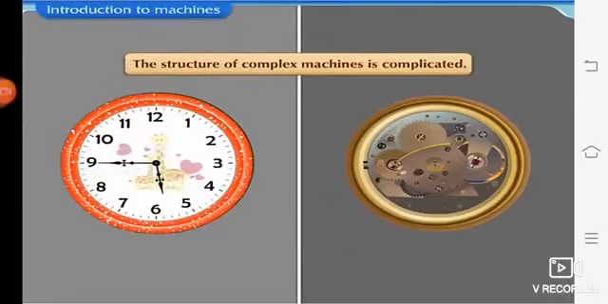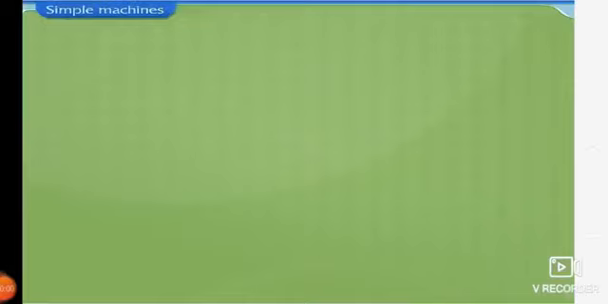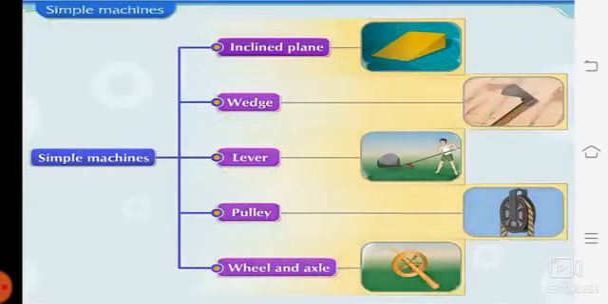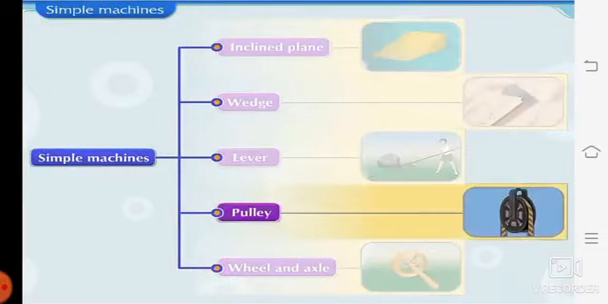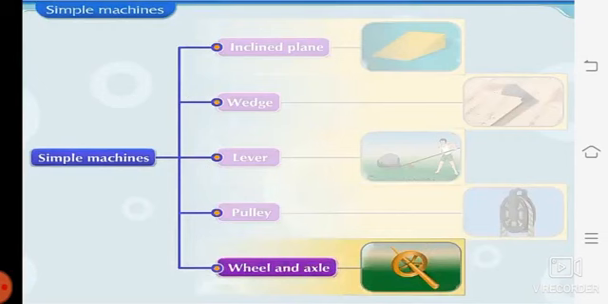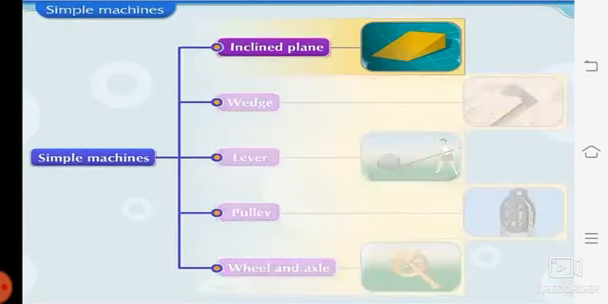Okay, so the structure of the complex machine is complicated and some of the parts of complex machines are actually simple machines. Okay, so all of us are using simple machines as well as complex machines in our day-to-day life, depending upon the task we are doing and the time and effort required to do it. So now let's learn about some simple machines. Inclined plane, wedge, lever, pulley, wheel and axle are some of the simple machines. We will learn about each one of them in detail.